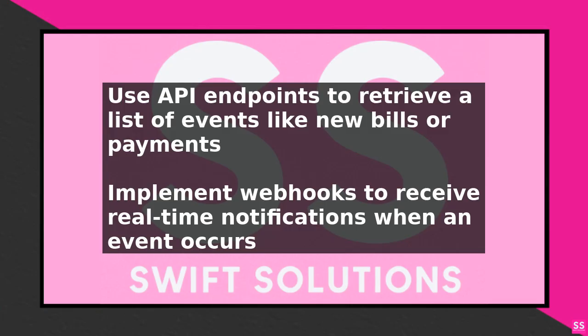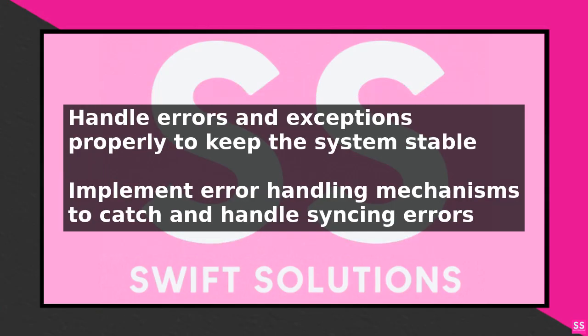When syncing Bill.com API events, it is essential to handle errors and exceptions properly. You should implement error handling mechanisms to catch and handle any errors that occur during the syncing process. This ensures that your system remains stable and can recover from any issues that may arise.